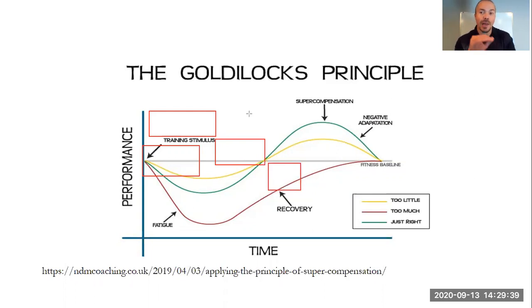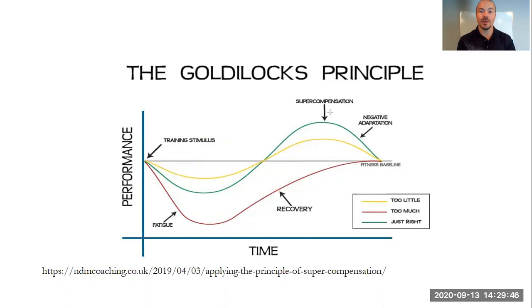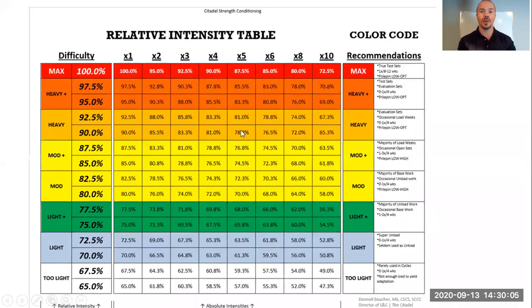Because remember, we can't just redline indefinitely, because then we start more quickly finding ourselves, instead of in super compensation, going into negative adaptation. So a combination of using estimates and programming and logic, but also gathering feedback, can be a great way to create a well-rounded and productive program.